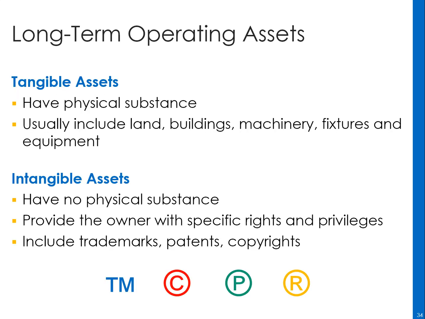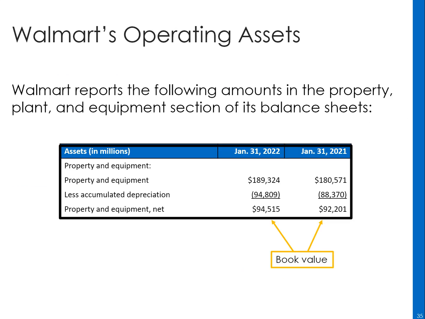And these assets could be tangible or intangible. Intangible assets lack physical substance. For example, trademarks, patents, and copyrights are typical intangible assets. Regardless of whether they're tangible or intangible, they are both important long-term operating assets.